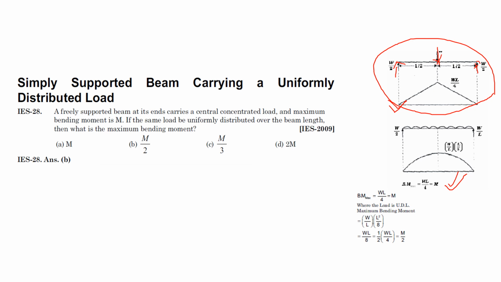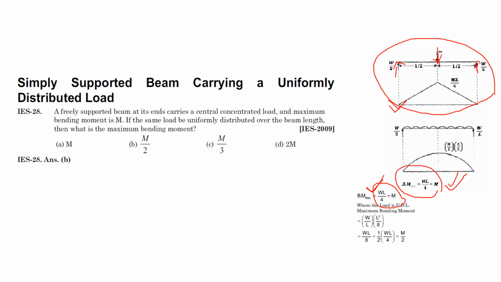So what is the bending moment? For this, a standard expression is there. The bending moment is WL by 4. This is the standard equation. Once we see how to draw the SFD and BMD, we'll find this equation. So it's nothing but WL by 4.